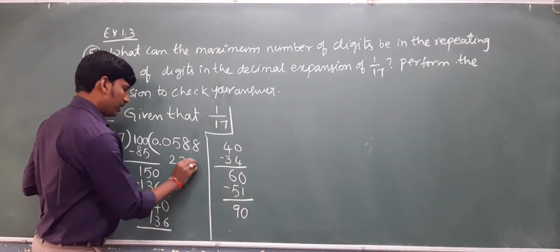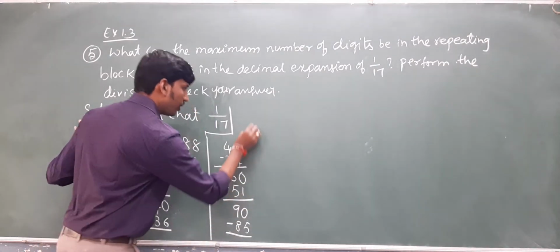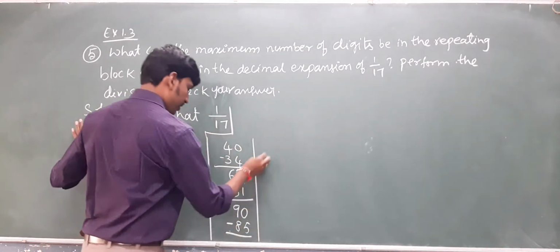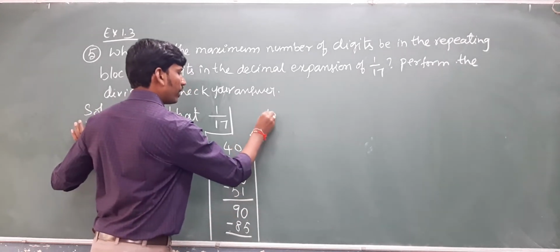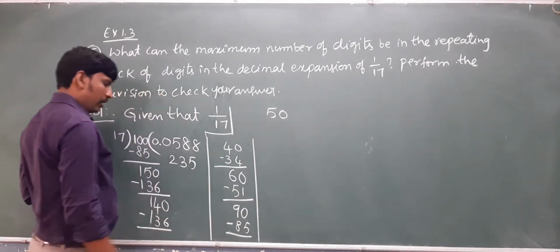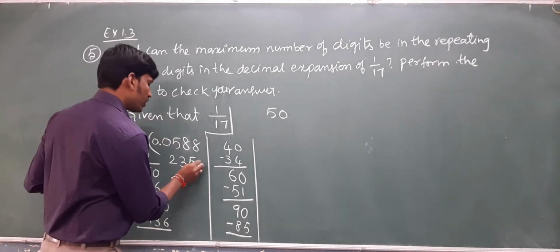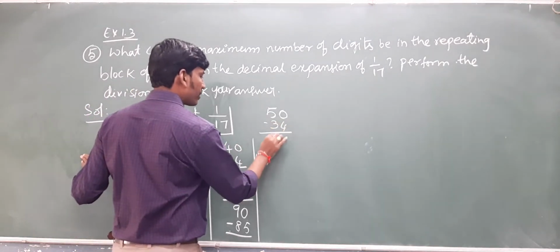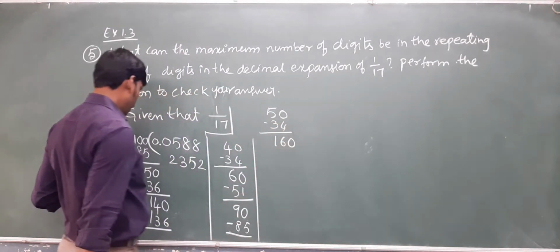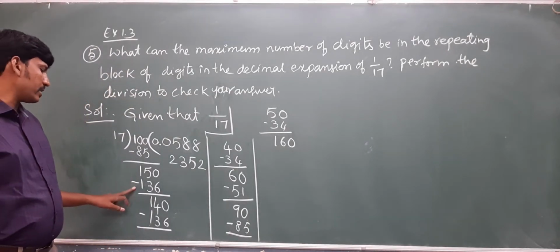Again you will get 17 5s are 85. When you subtract, you will get 90 minus 85 is 5, so 50. I'm going to do here 50. Clear? 50 we got. Now again 17 2s are 34. When you subtract, 50 minus 34 is 16. We got 160. 160 is nothing but 17 8s are 136.